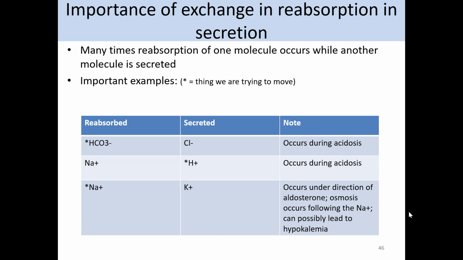But as you can imagine, this could become problematic because if it continues to happen and we continue to secrete this potassium, it can possibly lead to hypokalemia, which could cause problems with any cells in the body that depend on transmembrane potentials, like our neurons or our cardiac muscle cells.